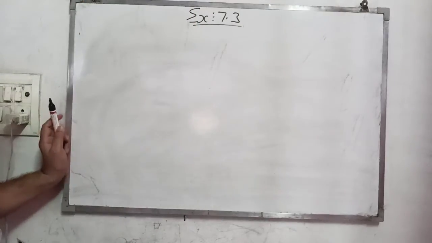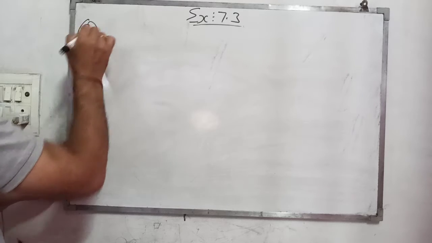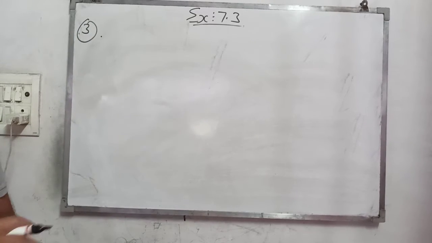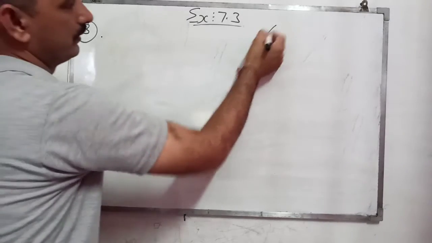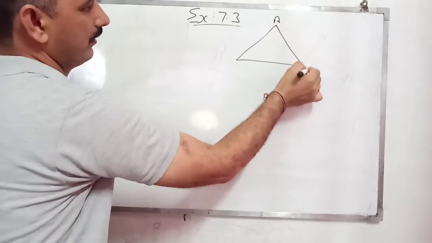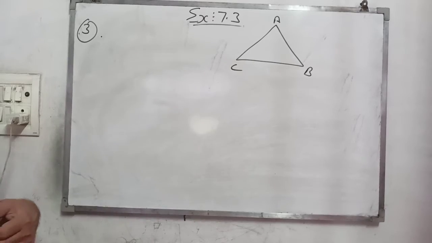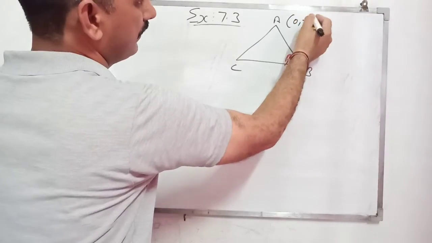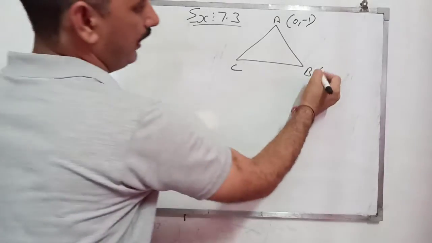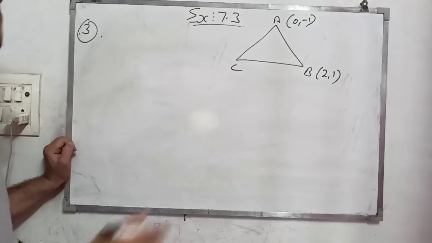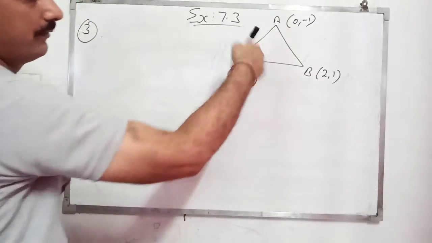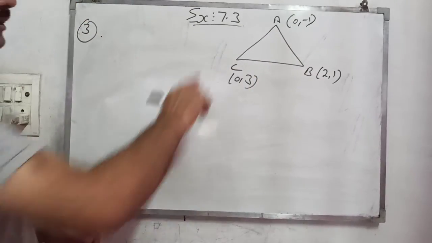Question number third. Find the area of the triangle formed by joining the midpoints of the sides of the triangle whose vertices are given. Find the ratio of the areas of these triangles. So the question is A, B, C. Always take the vertices in clockwise order, right? In clockwise order you can take the vertices: A is (0, -1), B is (2, 1), and C is (0, 3). Always take them in clockwise order, right?